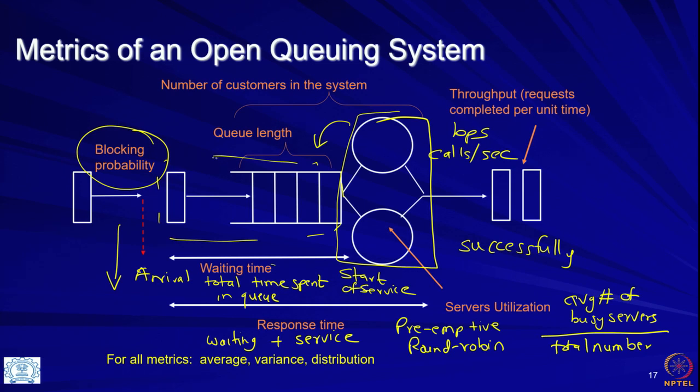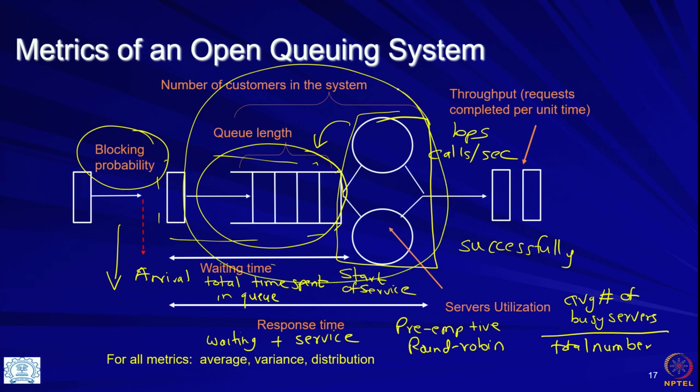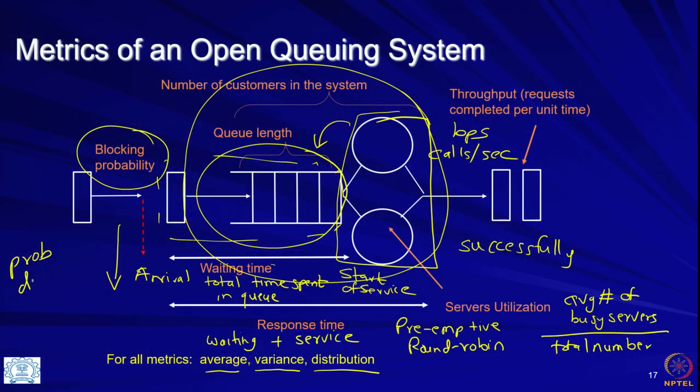Then there are two more metrics. One is the queue length, that is how many customers are to be found here. And a related metric, which is how many customers are found in the whole system. For all of these metrics, we usually talk about the average, which is the simplest and most common statistic of the metric that we are interested in. Then we may talk about the variance, and the most detailed thing that we may want is the distribution. We may want the probability distribution of the queue length, or we may want the CDF, cumulative distribution function, of the response time. So these are the kind of things we may want from a queuing system.